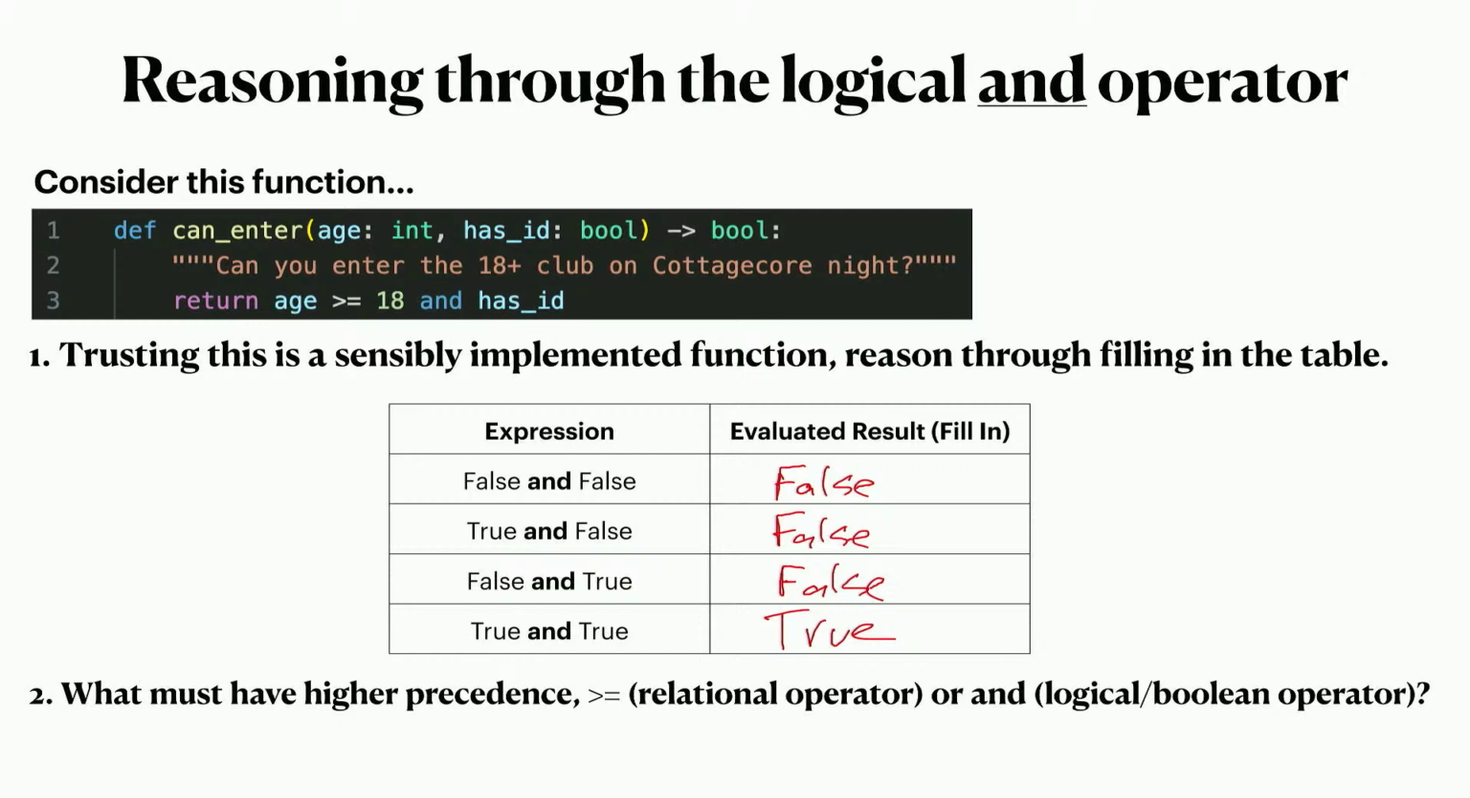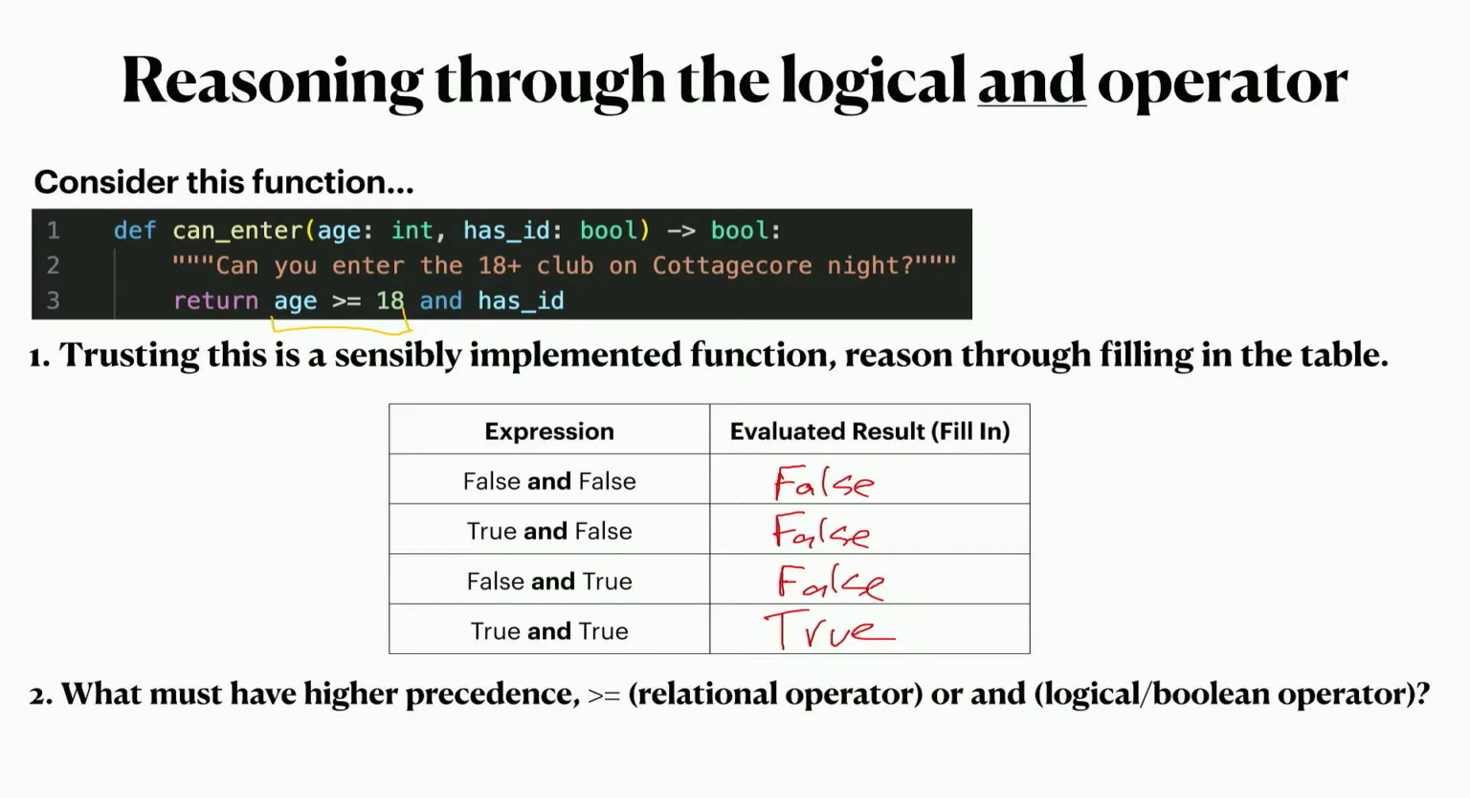So if we reason through this, and we'll come back and trace through this a little bit more closely, if it's true that your age is greater than 18 and it's true that you have an ID, then plausibly you're able to prove you're old enough and are in fact old enough to enter the Cottage Core Club, right? But if either of these are not true or both of them are not true, then plausibly you shouldn't be able to enter, and this would in fact return false.